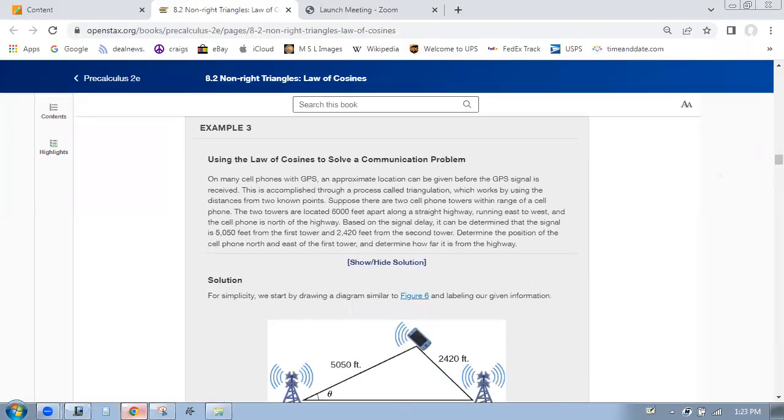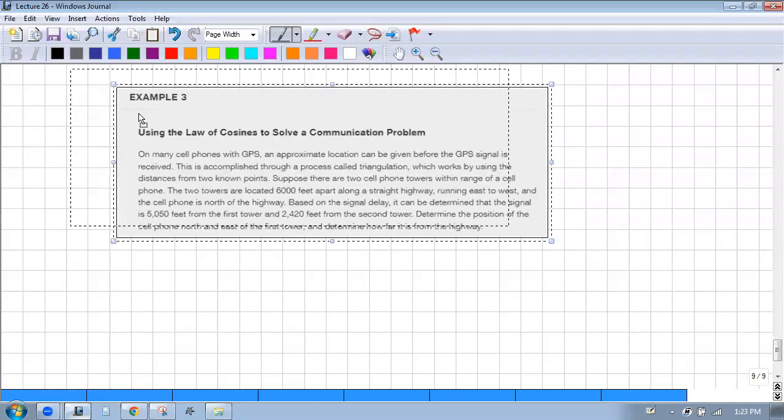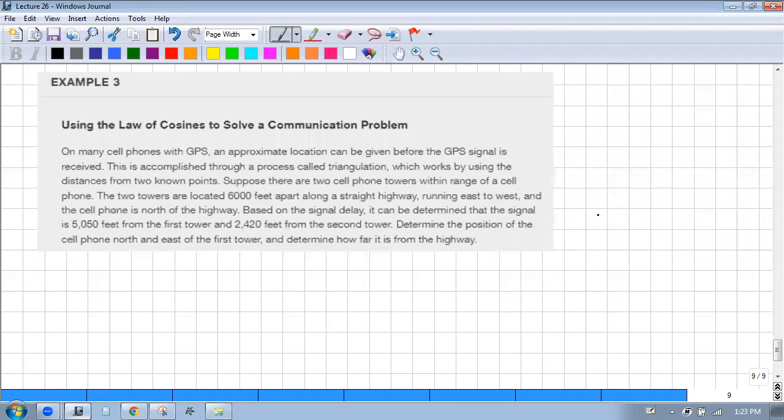Here's the formula. This problem here, I don't like. I finally figured it out, but these word problems, I always have issues with them. On many cell phones with GPS, an approximate location is given before the GPS signal is received. This is accomplished through a process called triangulation. We're going to make a triangle, which works by using the distances from two known points. Suppose there are two cell phone towers within range of a cell phone. The two towers are located 6,000 feet apart along a straight highway.